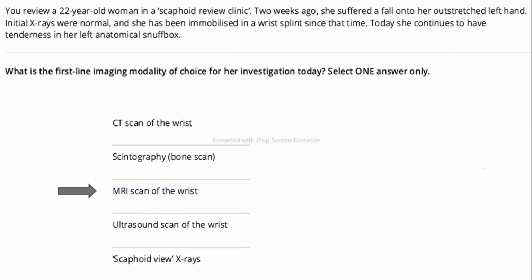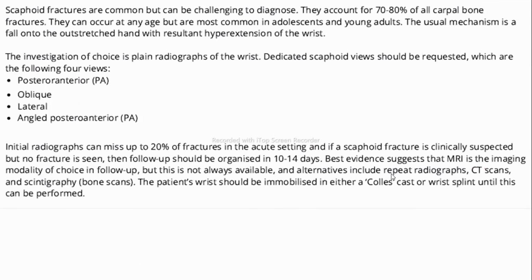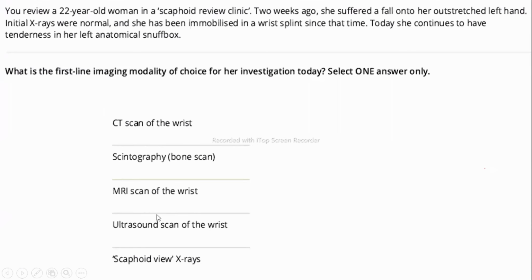Excuse me, doc. There is an option if the MRI is not available. There is an option for repeat X-ray and CT. Both of them are found if you go back to the slides for the modalities. I think the alternatives include repeat radiographs, CT scans, and scintigraphy. So we have 3 options here if MRI is not available. Yes, we can repeat the radiographs. So we have 3 alternatives here, am I right? Yes.